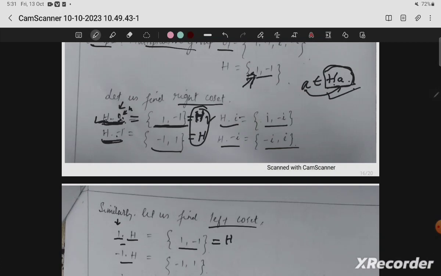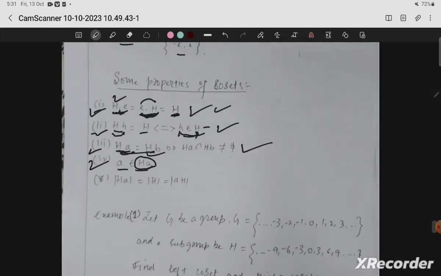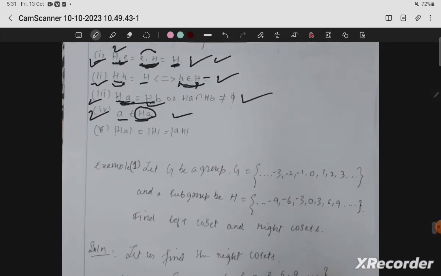Similarly, h into minus 1 is giving us this result, and this A is contained in H. So we can see that this property is also satisfied. Now the last property is the order of a right coset. This is a right coset and this is a left coset. So the order of the right coset and the left coset is equal to the order of H. Whether this is verified or not, we will see.